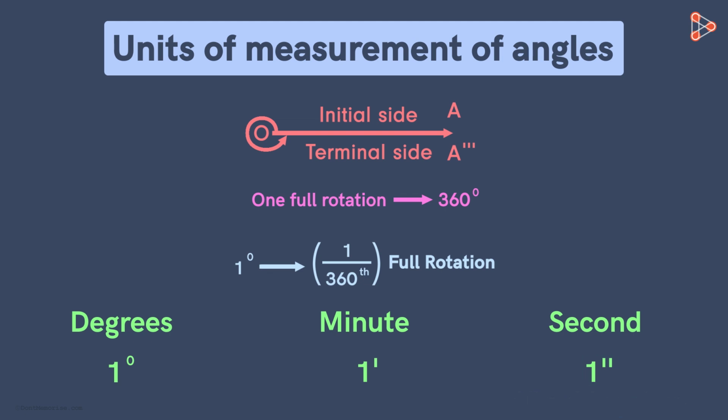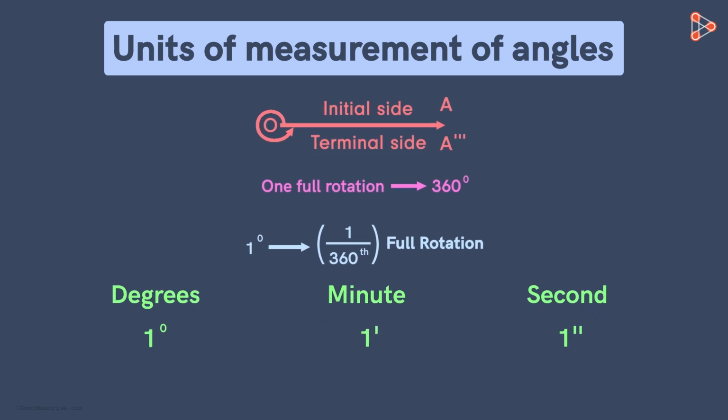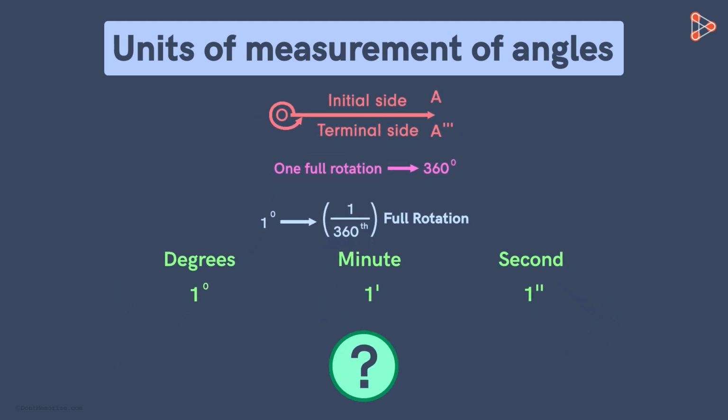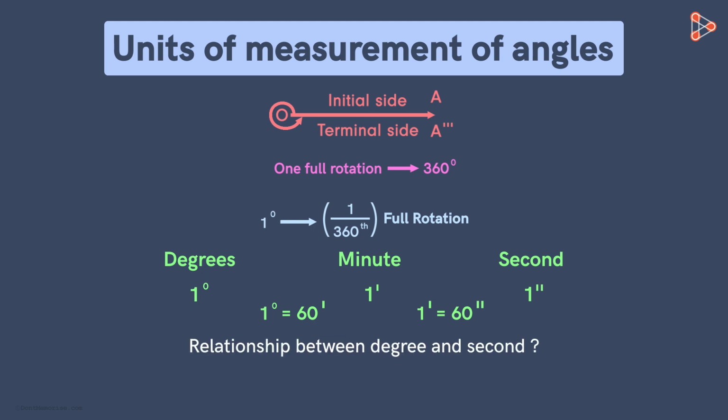So we are now familiar with the symbols for degree, minute and second. But what relationships do they share? Well, 1 degree is made up of 60 minutes and 1 minute is made up of 60 seconds. Having understood this, can you tell me the relationship between degree and second? That's right. 1 degree is equal to 3,600 seconds.